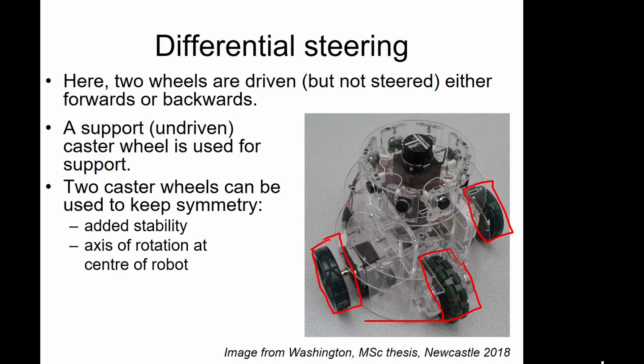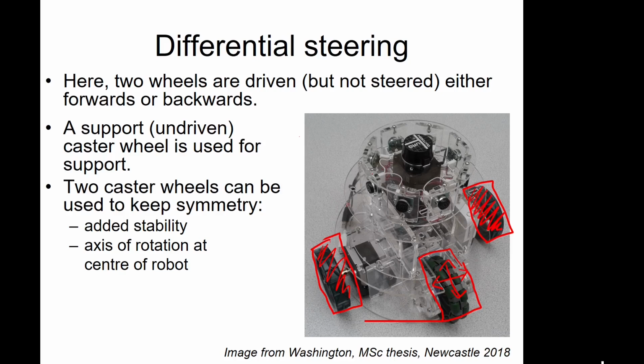So we're not driving this, we're just using this as support, and this is free to roll either in that direction or, well, backwards or forwards or left or right. So that just gives us some stability. The two wheels on the side are your driven wheels, and this is what's sort of making the robot go in different directions.